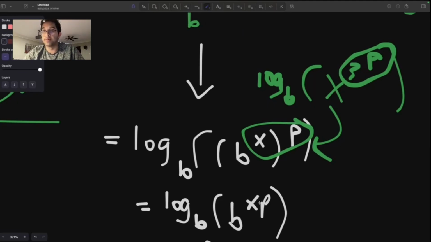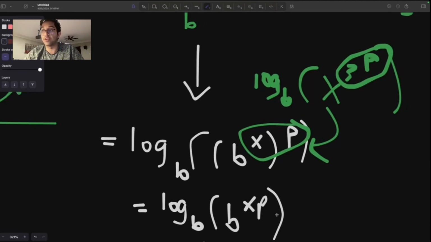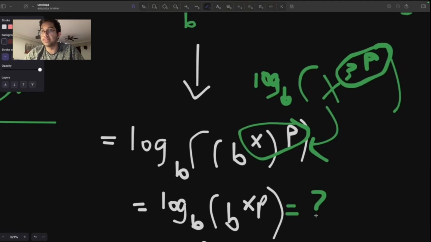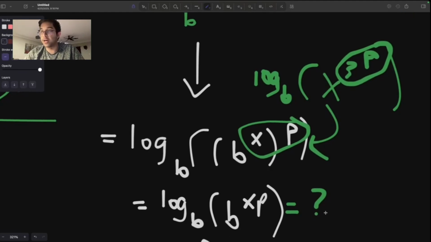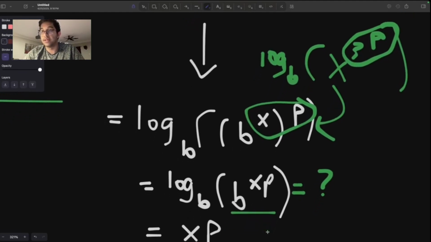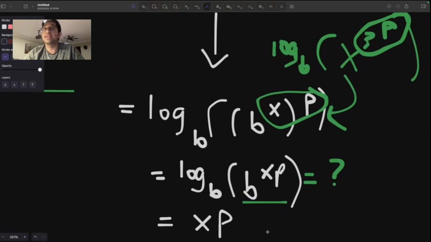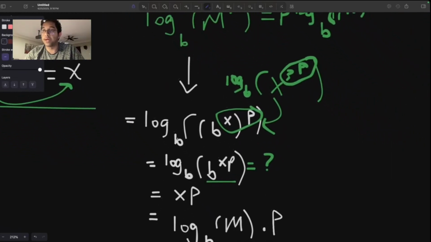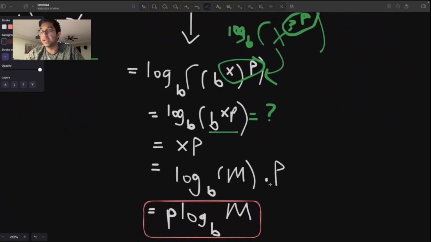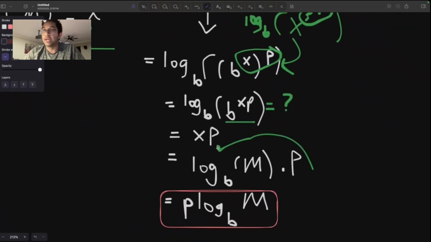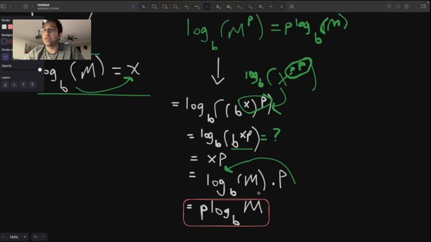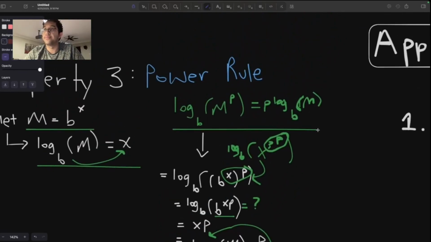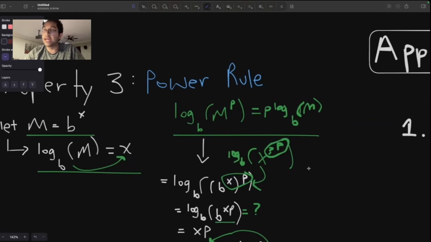Now, Akhil, what would be the next step? You could just multiply them, right? So b to the power of xp. Not necessarily. We would actually use the reverse log rule, because we know that this has to equal something. So we figure out, okay, b to the power of what unknown equals b to the power of xp? That is xp. And we already know what x is since we defined that over here: log base b of m equals x. So we plug that back in, log base b of m times the p, and that gets you, move the p to the front, p times log base b of m, which is what we proved right here. And now we will get into the applications.